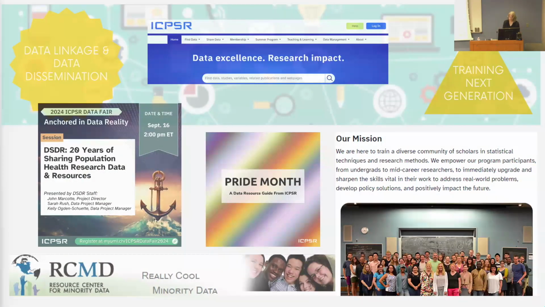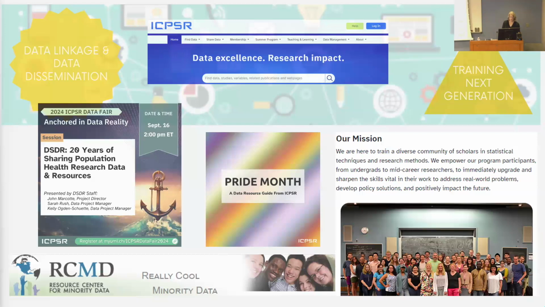Any talk about ISR and data dissemination or linkage would be remiss if we didn't mention ICPSR and all that they've done to bring to the world inequities-related data for health researchers. One of the things they've done is to train, in the summer program, a diverse community of scholars in statistical techniques and research methods. They have data collections that they release for certain particular inequities populations.